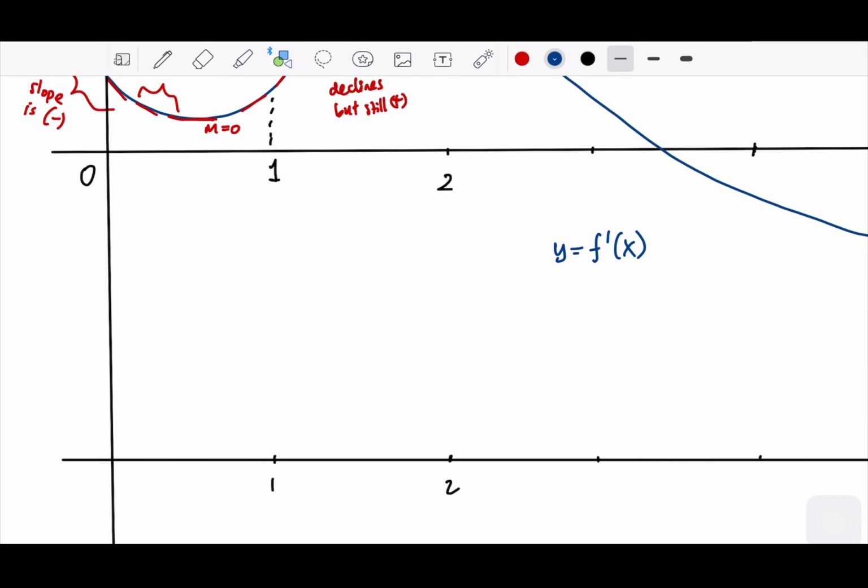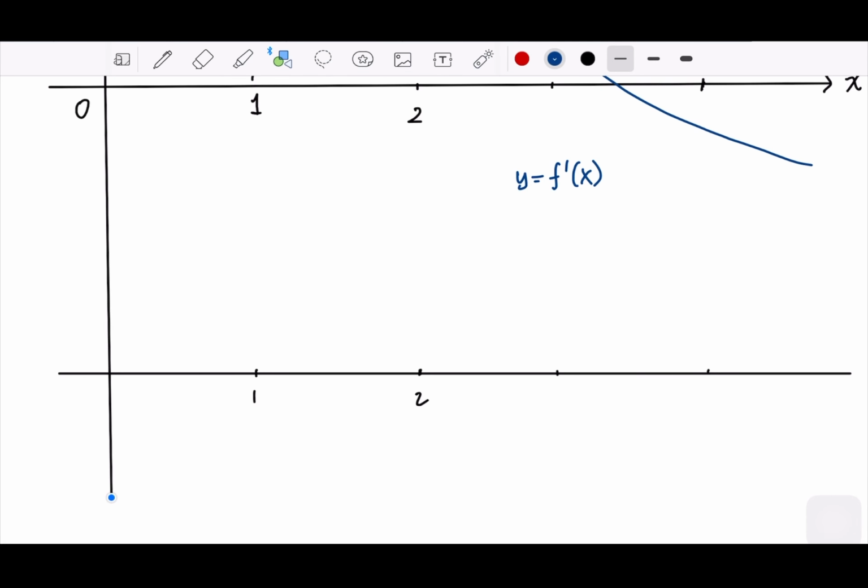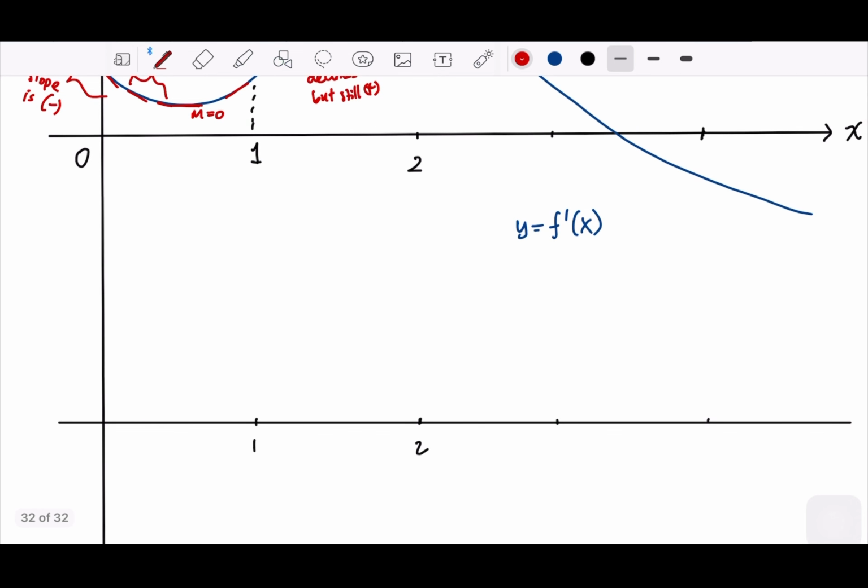Let me make it a little bit there. Okay. And then take, let's say zero is here. I hope my drawing is good enough. Okay, I think zero here. And then another zero maybe around here.